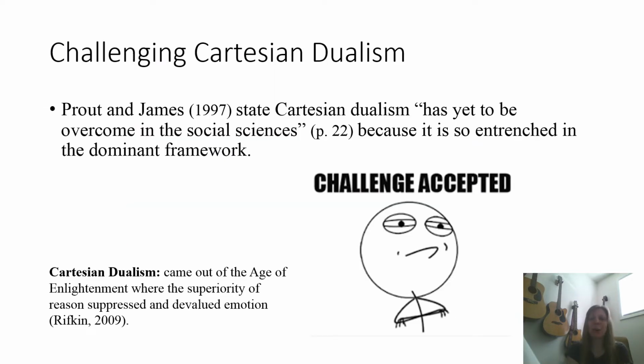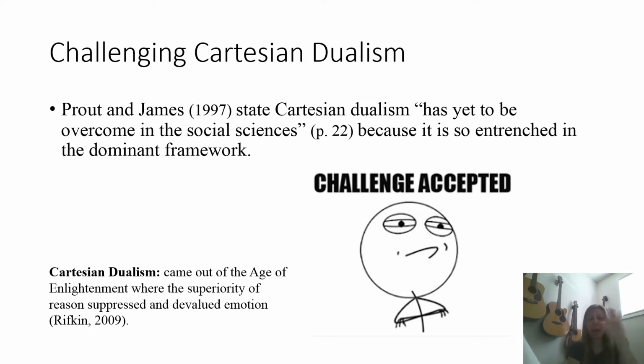Cartesian dualism is one obstacle I think is slowing down the shift to whole self teaching. Prout and James state that Cartesian dualism is so entrenched in the dominant framework that it has yet to be overcome in the social sciences. I say, challenge accepted. Cartesian dualism came out of the Age of Enlightenment, where superiority of reason suppressed and devalued emotion. The simple conclusion Descartes came to regarding knowing he's a thinking being seems to place the mind in a superior position to emotion by subsuming it into the functions of the mind.